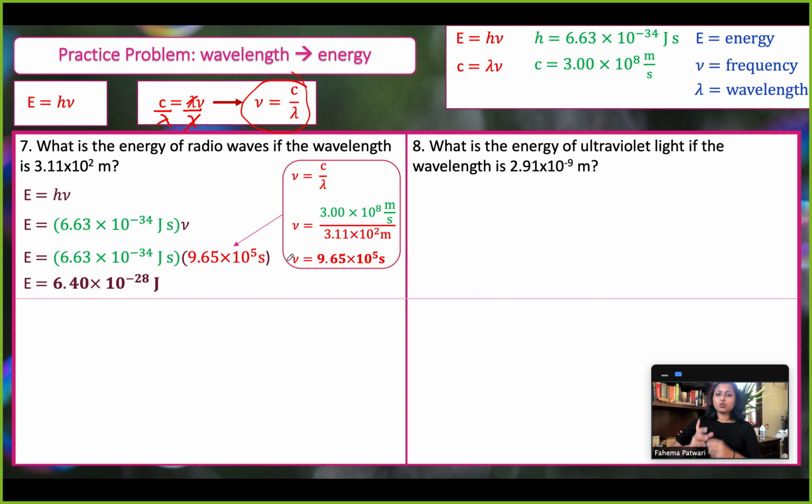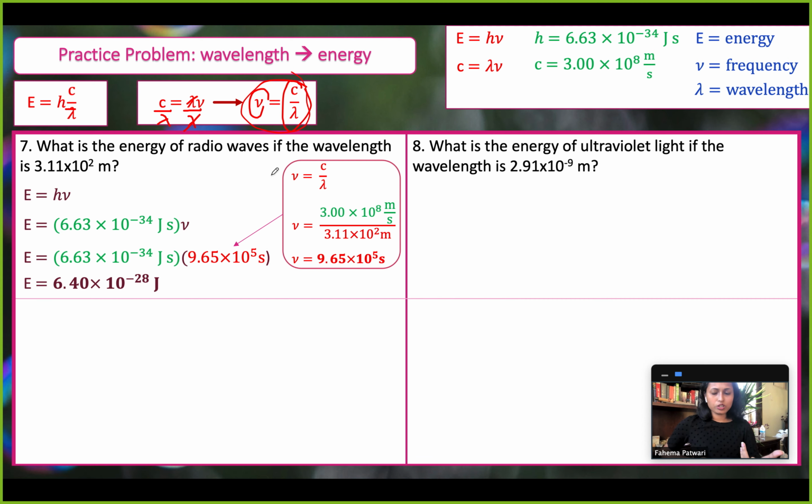So how do I do this with fewer steps? I can make a new equation. Right here, I have E equals H times V. Here, I have V equals C over lambda. So if these are the same thing, I can just replace this. If they're the same thing, I can just write one instead of the other. So now I have a new equation.